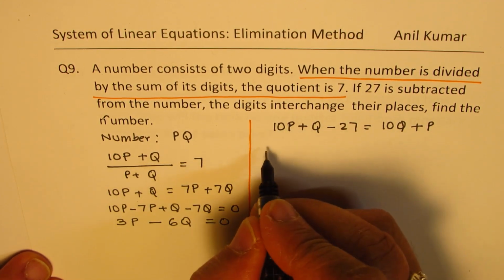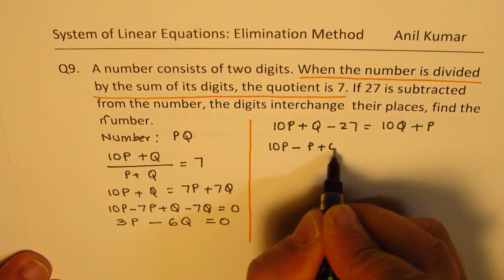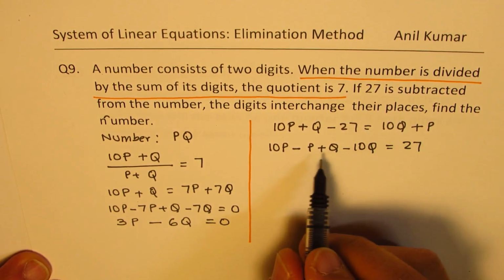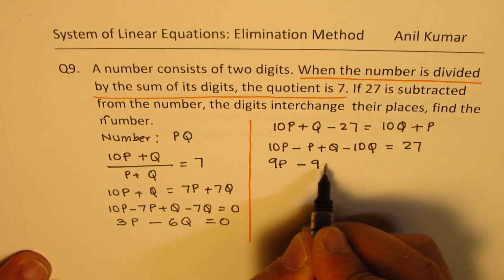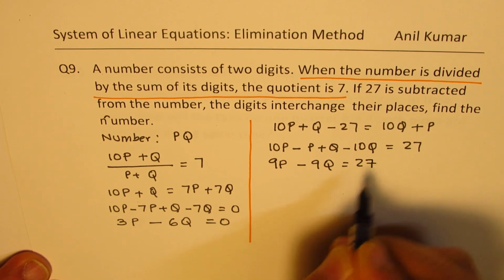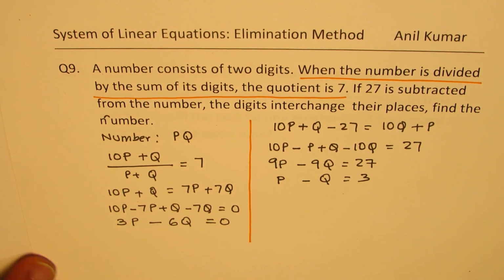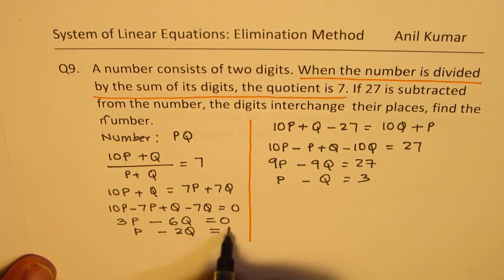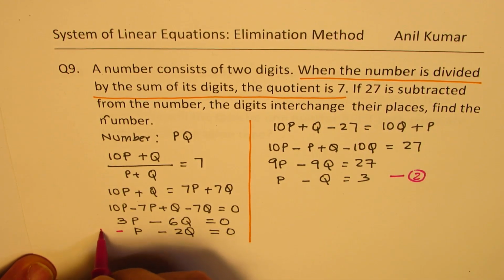So again, let's bring them to one side. We get 10P minus P plus Q minus 10Q equals 27. Now we get 9P, and as far as Q is concerned, minus 9Q equals 27. We can divide by 9, so we get P minus Q equals 3. Here, we could divide by 3, right? So we get P minus 2Q equals 0. So we'll call this our second equation and this one our first equation.